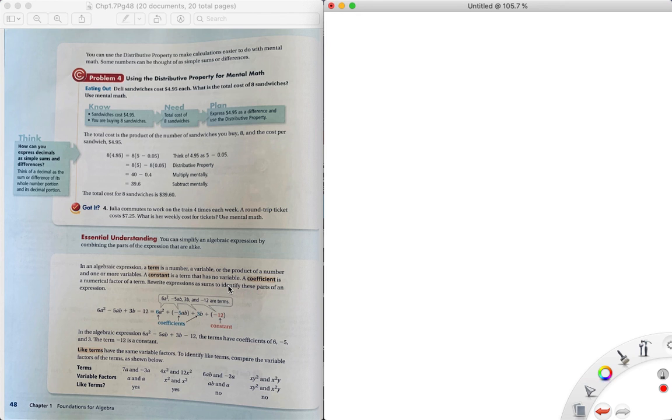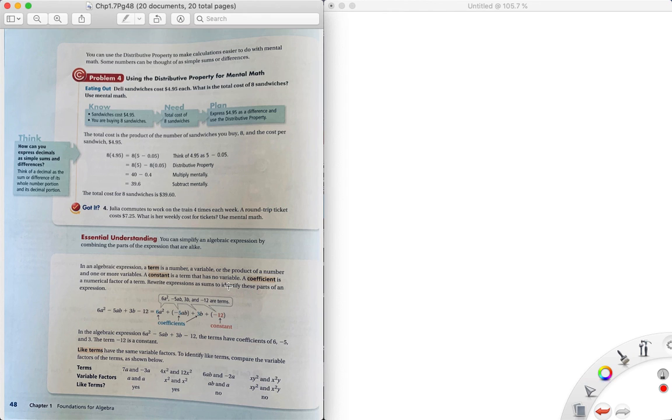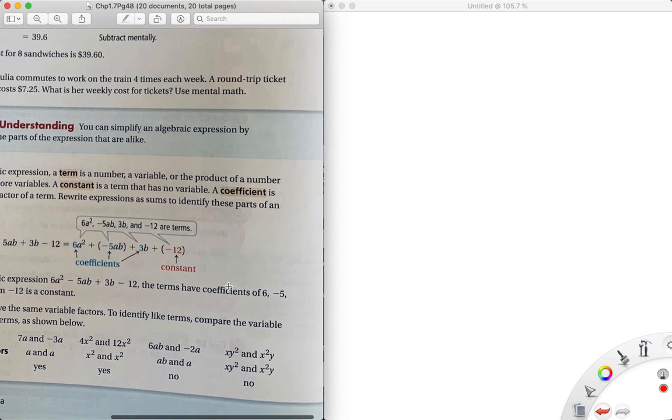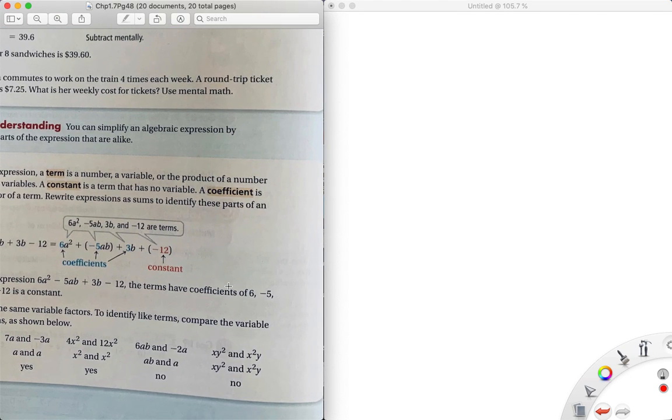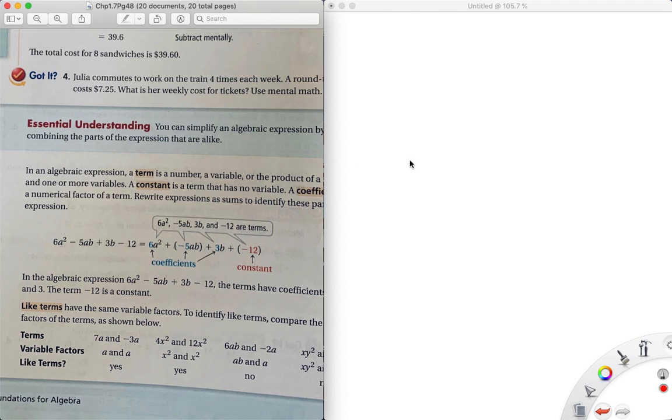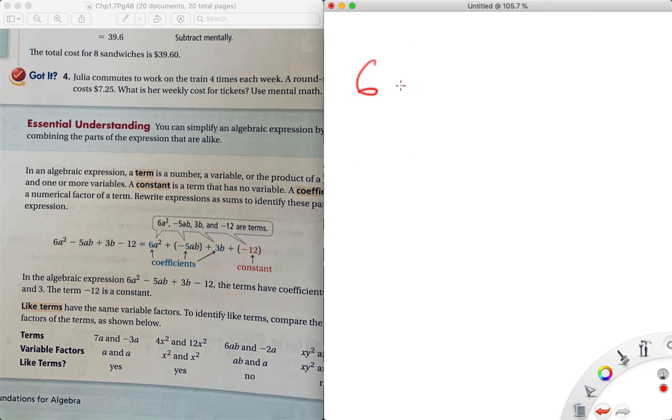Okay, definitions. So they give me 6a squared minus 5ab plus 3b minus 12. And we talk about terms. So terms are clusters of products separated by plus or minus sign.